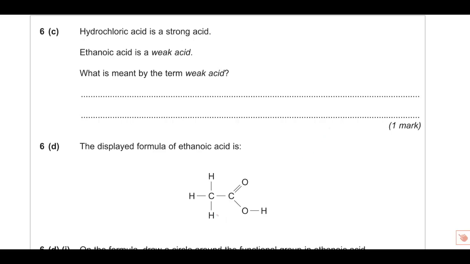I think we're getting there now. Hydrochloric acid is a strong acid. Ethanoic acid is a weak acid. Explain what is meant by the term weak acid. It's very much a definition one. It's at this later point because it sounds really hard, but actually it's not.